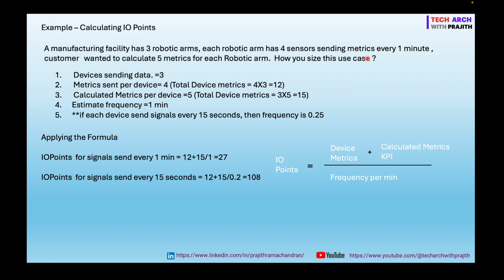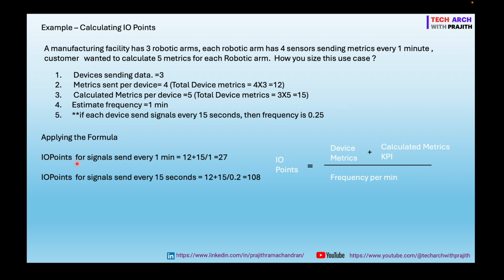The estimated frequency that it is sent is 1 minute, right? So if the frequency is every 15 seconds instead of 1 minute, right? If all these sensors are sending every 15 seconds, then the frequency is 0.25. So you have to calculate the frequency accordingly.